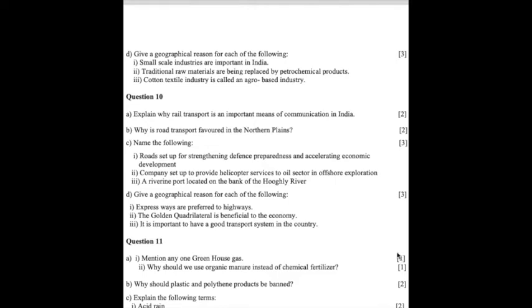Okay. C, name the following. It's also because it has steady rivers, whereas the ones in the southern part are swift flowing. But I don't know how that would affect roadways. Apparently, exactly, it does, because it was given in Bansal's notes.